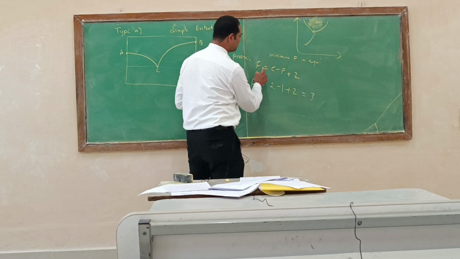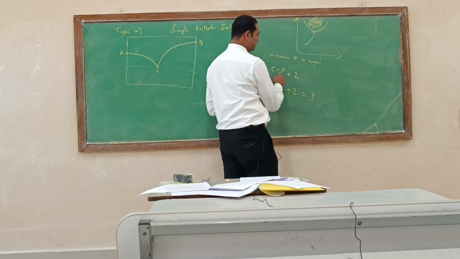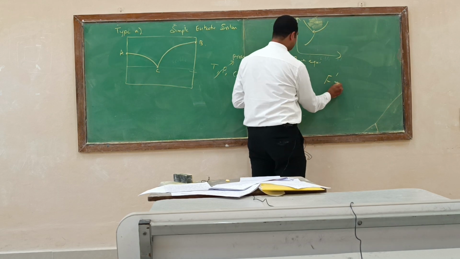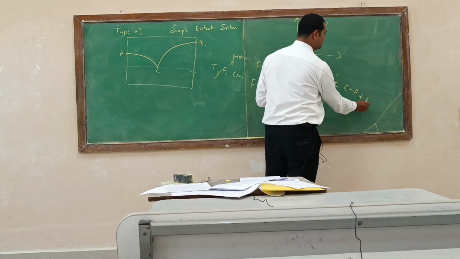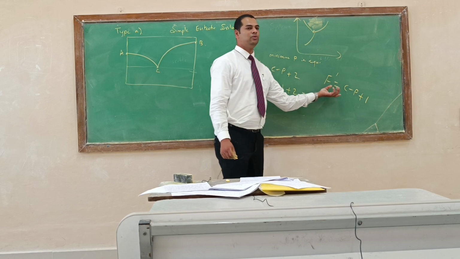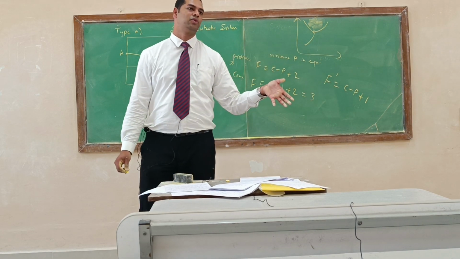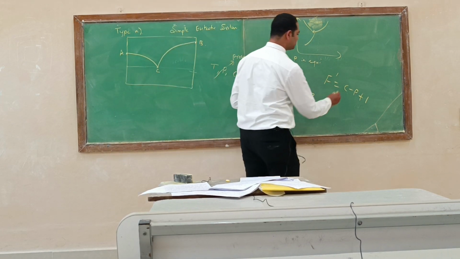Yes, that is why it is not F is equal to C minus P plus 2. It is F dash is equal to C minus P plus 1. So this is called the reduced phase rule. Understood?